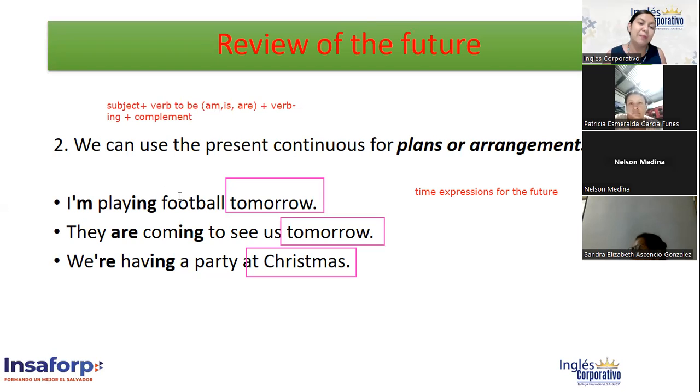Like in here, it doesn't say I'm playing football right now, right? I'm not playing football right now. I'm playing football tomorrow. They are coming to see us right now? No, tomorrow. We are having a party in this moment? No, we are having a class. But we're having a party at Christmas, in the future. Okay? So that is the difference, the time expression. But the structure, la estructura, the formula is the same. Subject: I, they, we, Maria, Juanita. The verb to be: am, is, or are. And the verb in the ing form: play, playing; come, coming; and have, having.